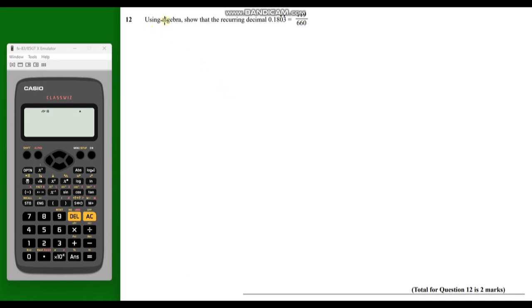Question 12. Using algebra, show that the recurring decimal, which is this decimal here, is equal to this fraction. Now these questions don't tend to come up on calculator exams because you could just put this into a calculator and it will give you this fraction, but we can't do that. We have to use algebra to work out this question. So let me just write down what number we've got. 0.1803, and it's the 0 and 3 that recur.